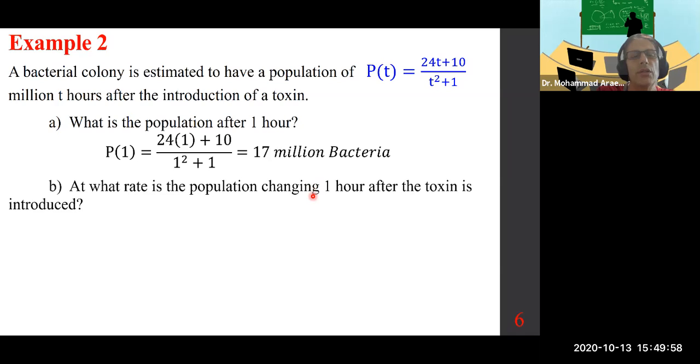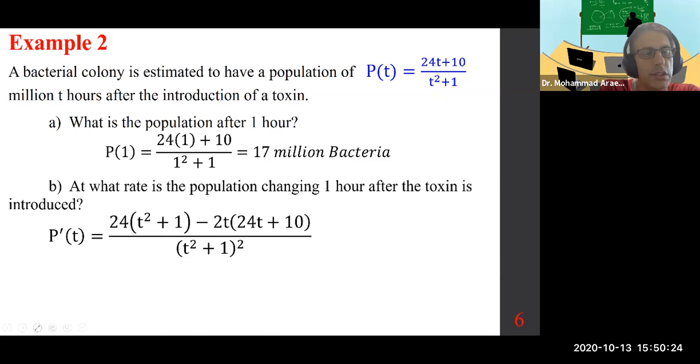Part B, we are interested in the rate and given only 1 point in time. That means instantaneous. That means differentiation. Differentiation requires the quotient rule. So you differentiate P of t using the quotient rule. The top gives you 24 times the bottom, minus the bottom gives you 2t times the top, over the bottom squared.